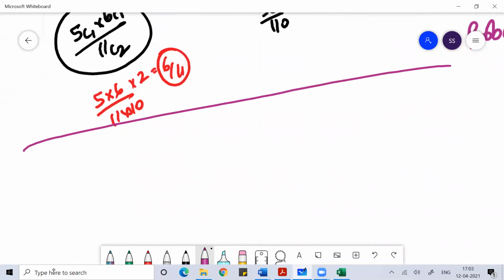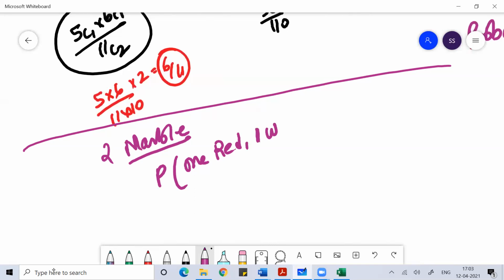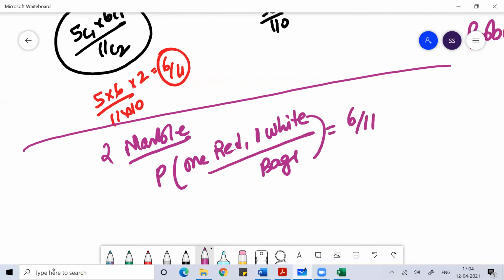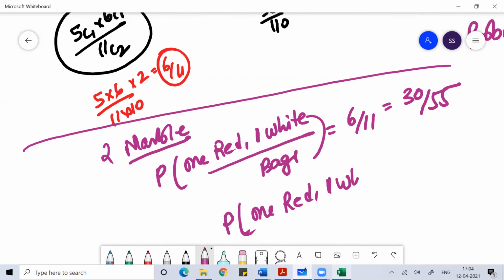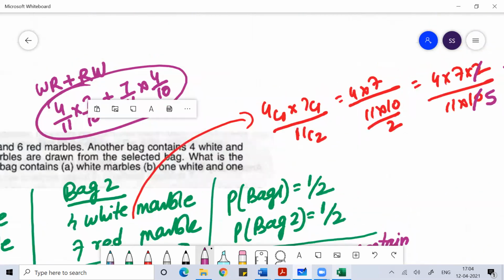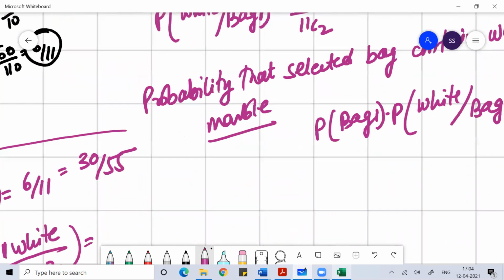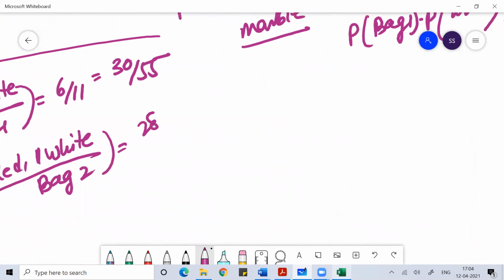So imagine if I draw two marbles, what is the probability that I'll get one white and one red? From bag one, that is 6 by 11, which I can write as 30 by 55. And what is the probability I'll get one white and one red from bag two? That probability is 28 by 55.